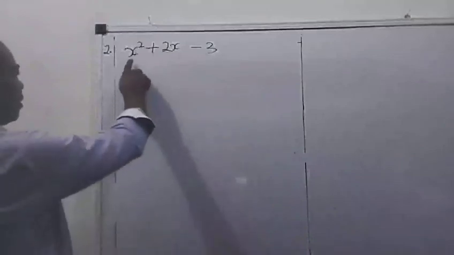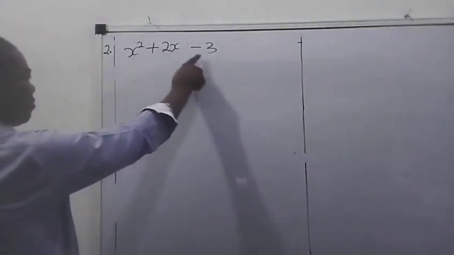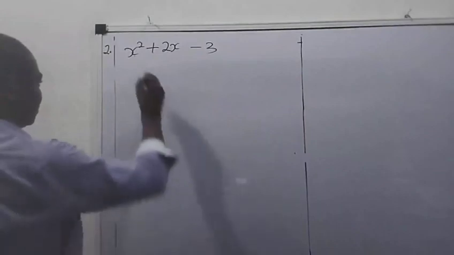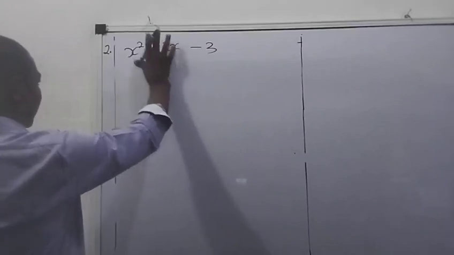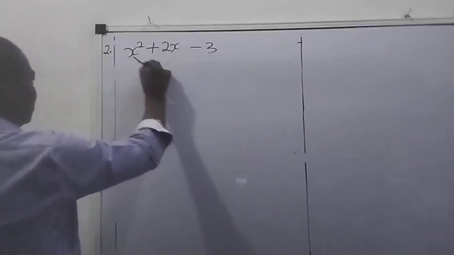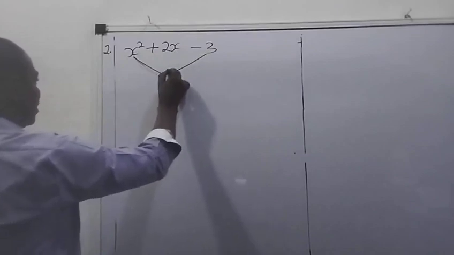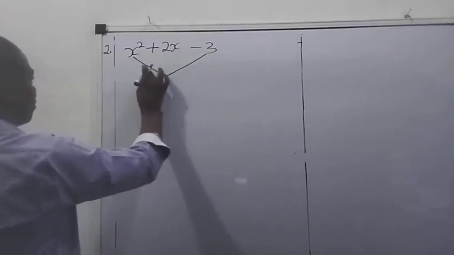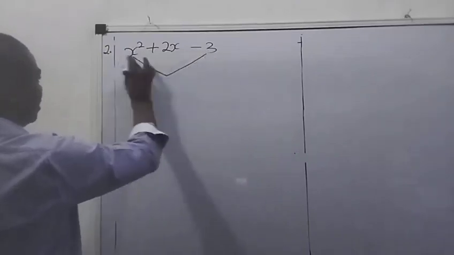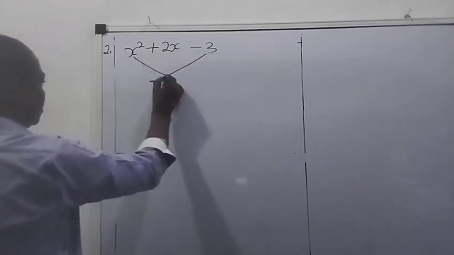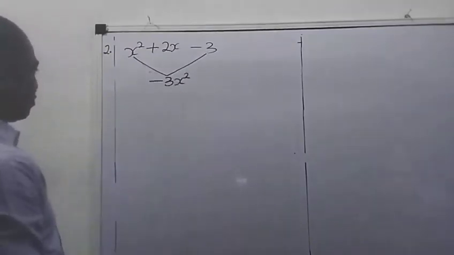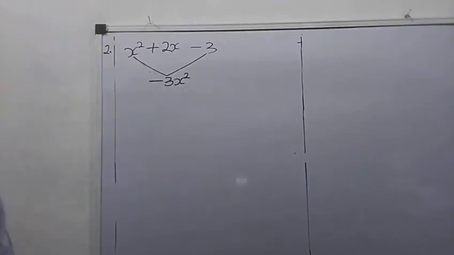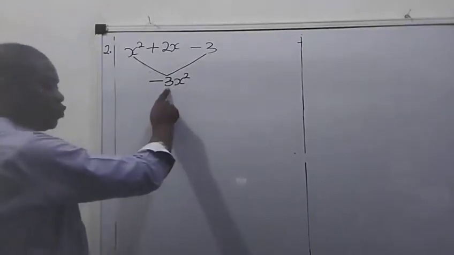So we are going to multiply x squared by negative 3, just like the way we did in the first example. So I will draw a line from here to meet this guy here. So it means we are multiplying x squared by negative 3. So x squared times negative 3 will give us negative 3x squared. So we are going to split this into 2 as well.